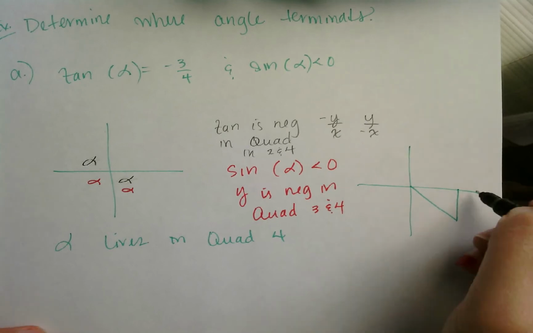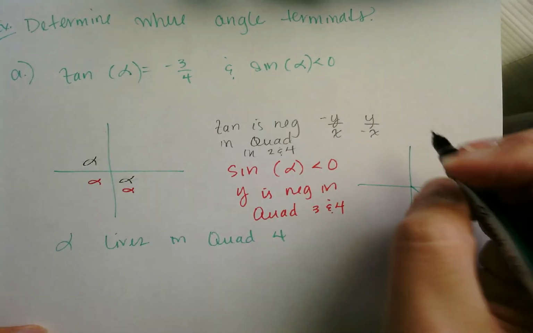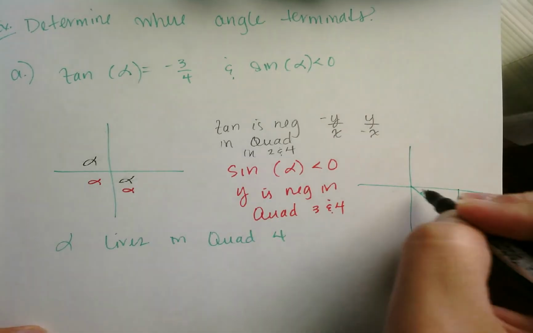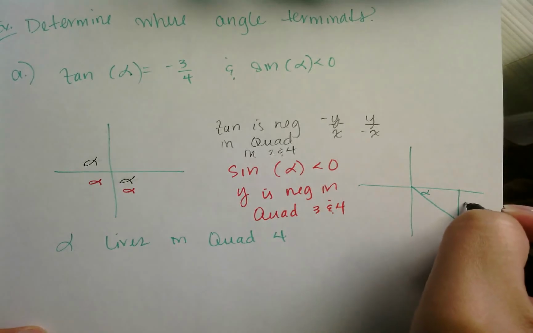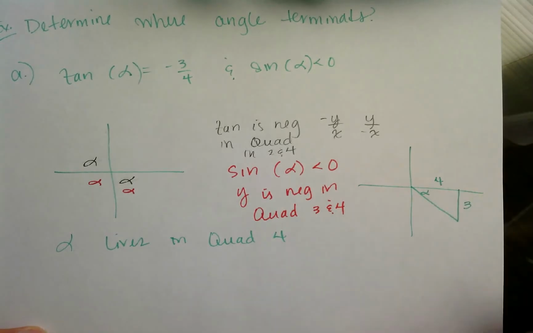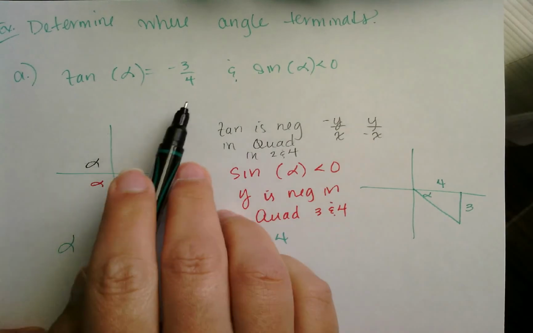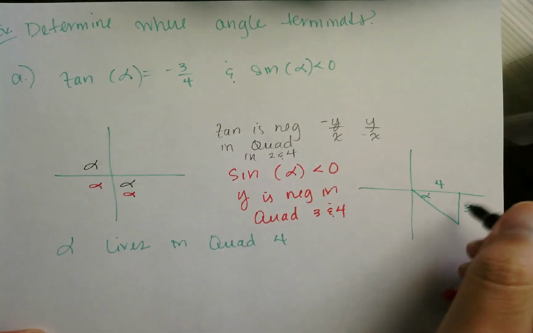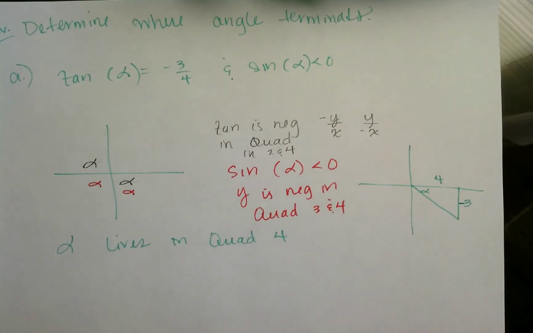Alright. And just for practice's sake, tangent is opposite over adjacent. Okay. And look, tangent is negative. So which one of these is negative? The y. Okay. So that's how you would build it. Alright, B.